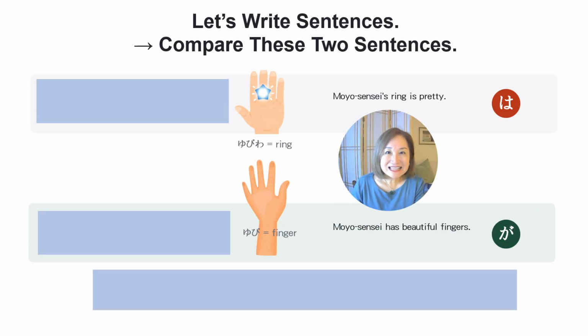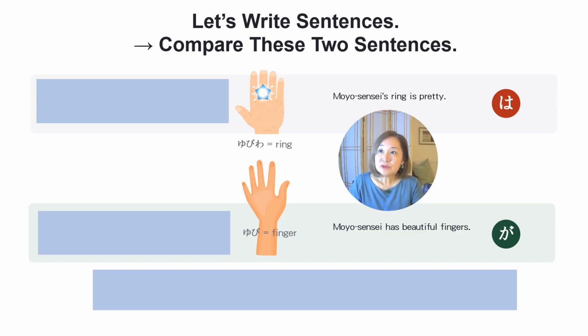All right, I think you've got the hang of it. Let me challenge you with 2 sentences this time. Are you ready? Please write this sentence down first. Number 1. Moyo Sensei's ring is pretty. Moyo Sensei's ring is pretty.